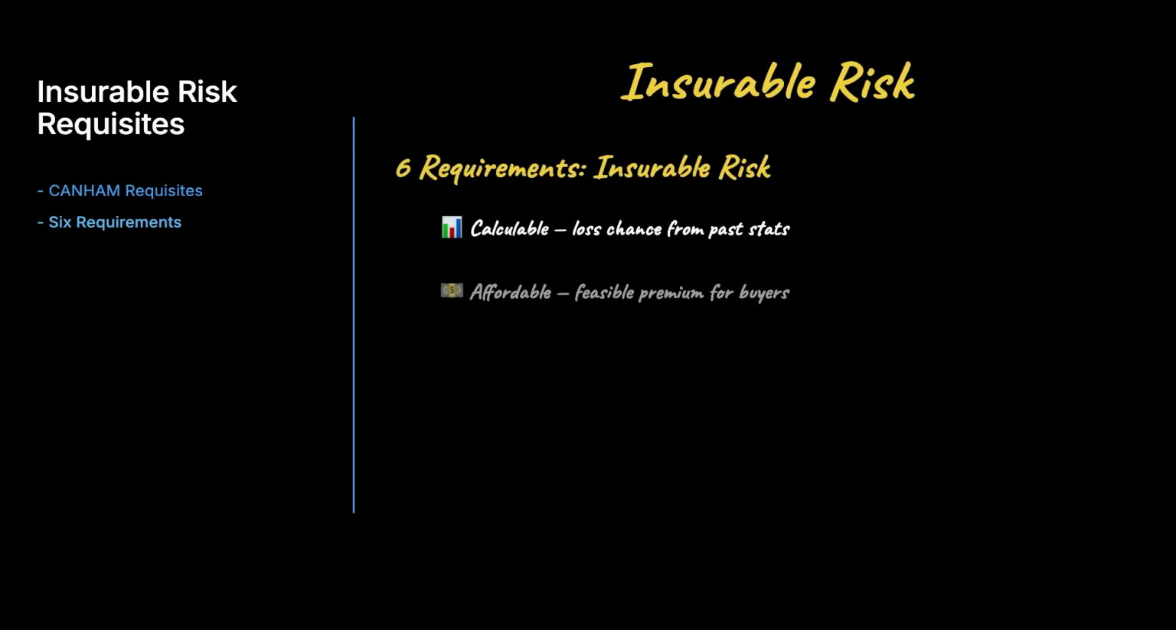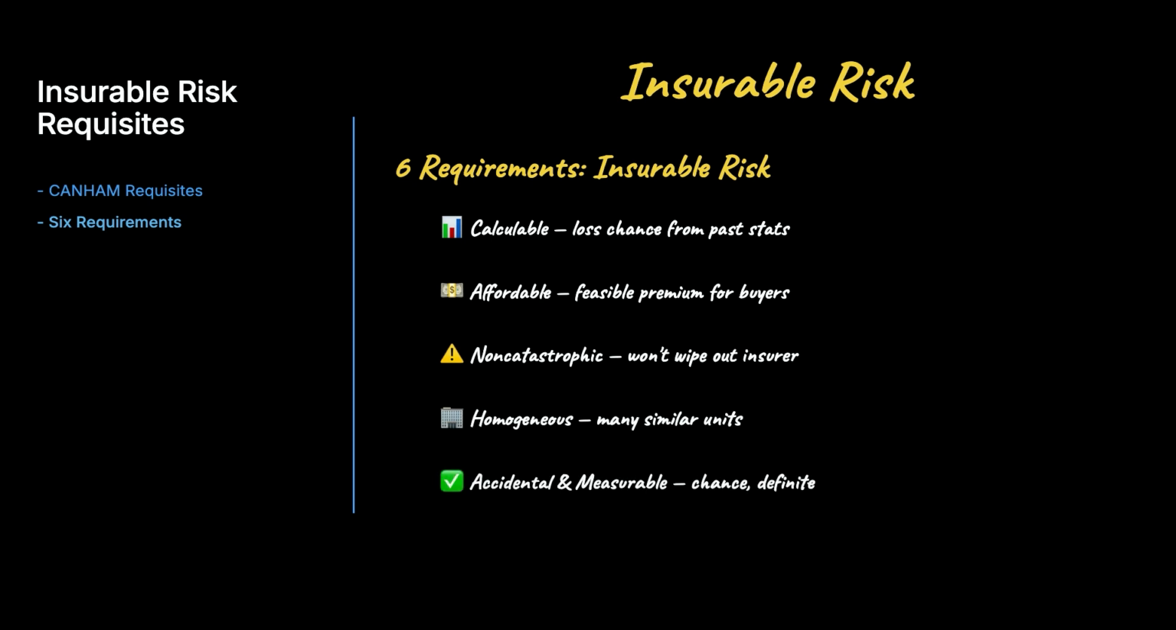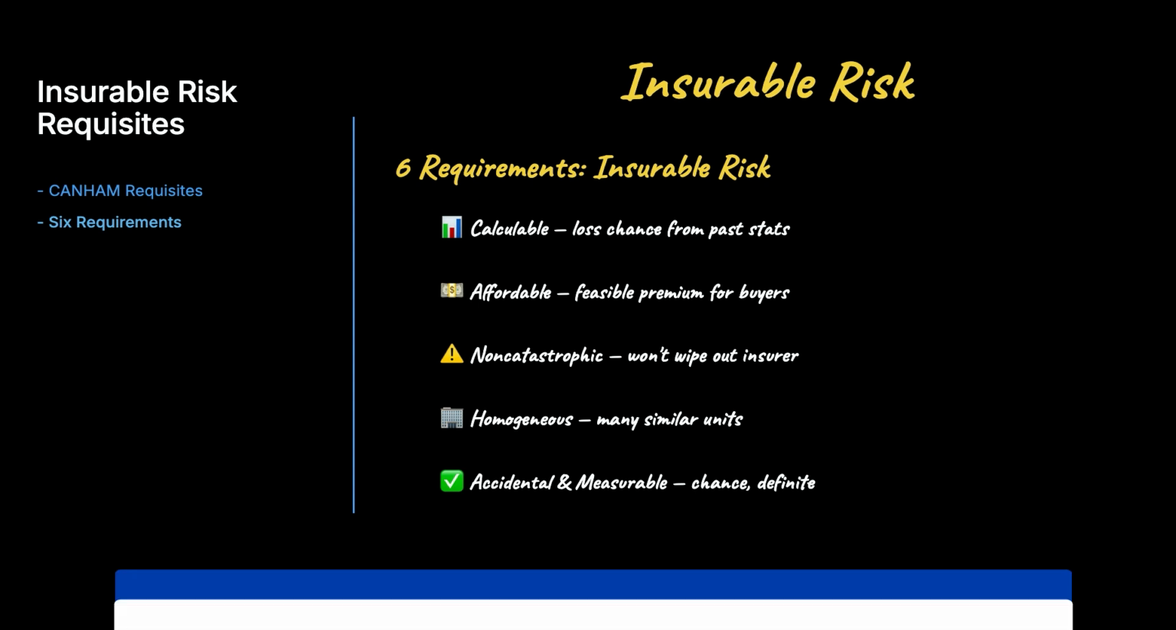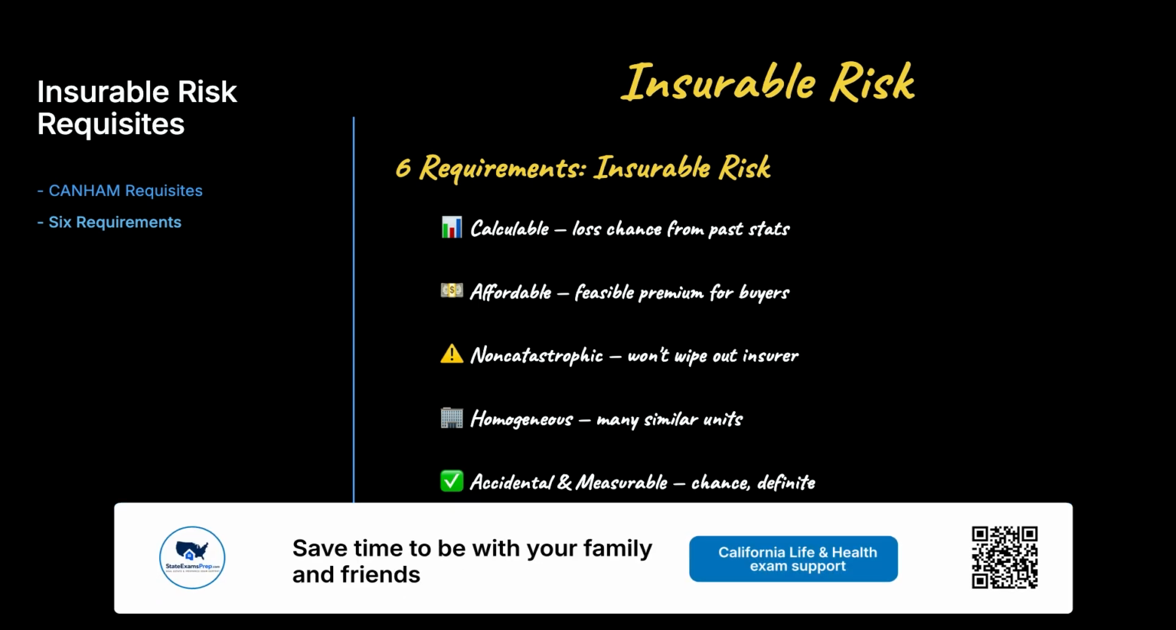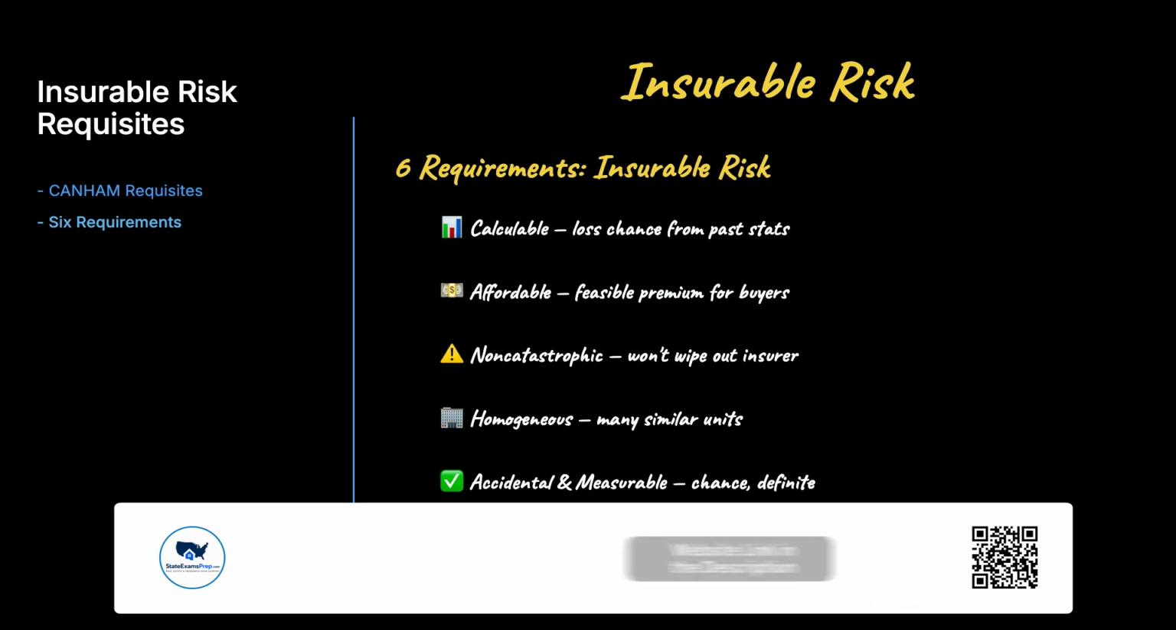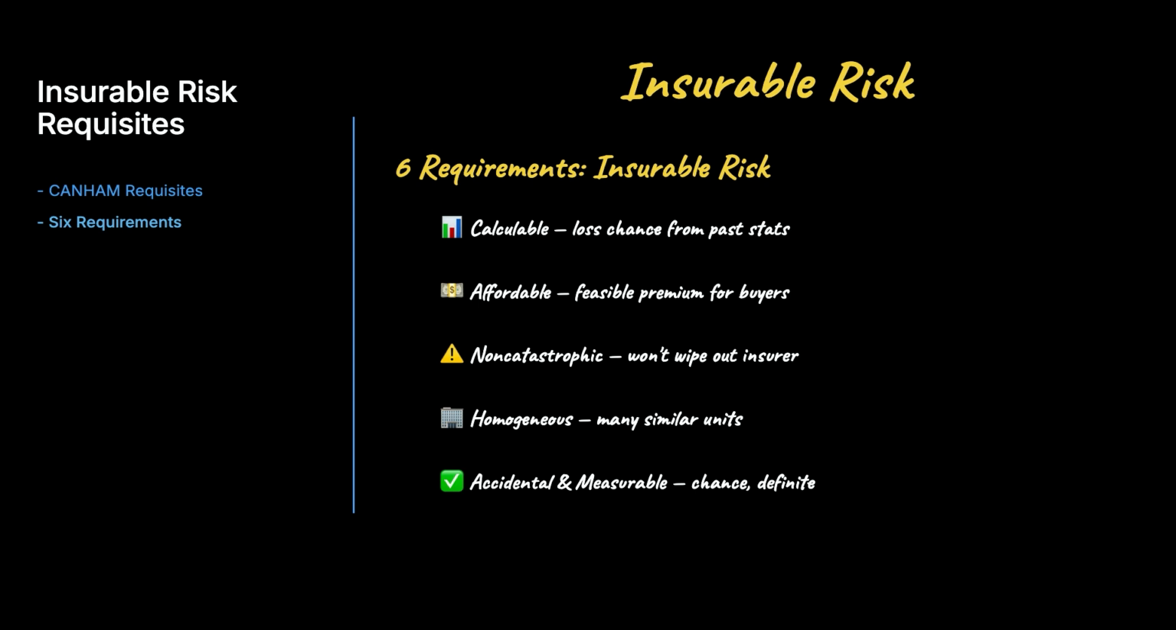Calculable means the chance of loss can be figured from past statistics. Affordable means the premium is feasible for the average buyer. Non-catastrophic means the loss can't wipe out the insurer by striking everyone at once. Homogeneous means a large number of similar units, so the law of large numbers works. Accidental means due to chance, not intentional. Measurable means definite in time, place, and amount.